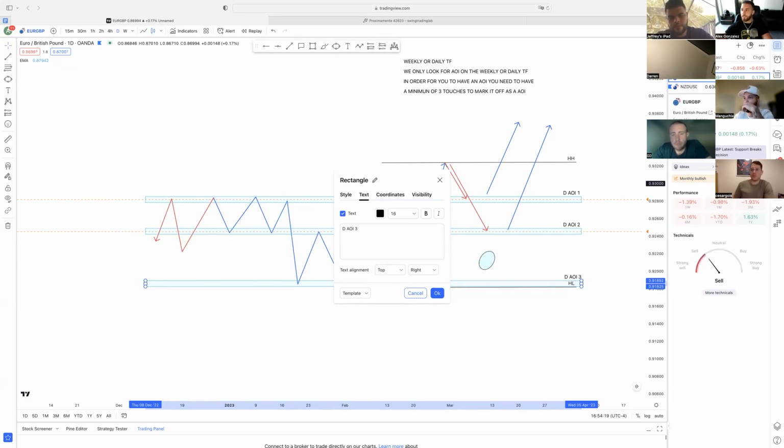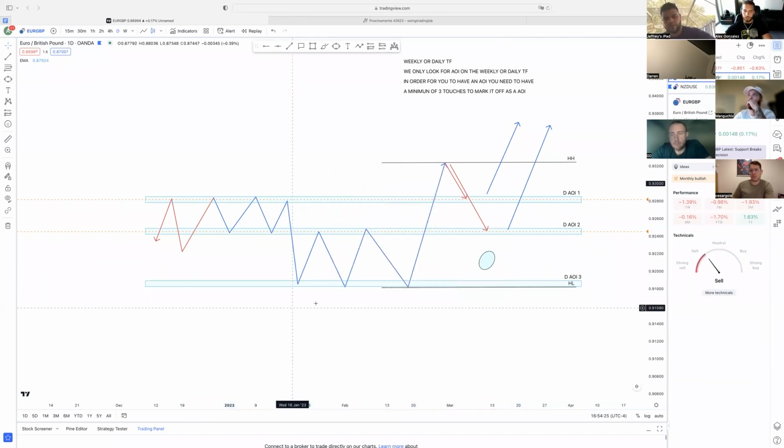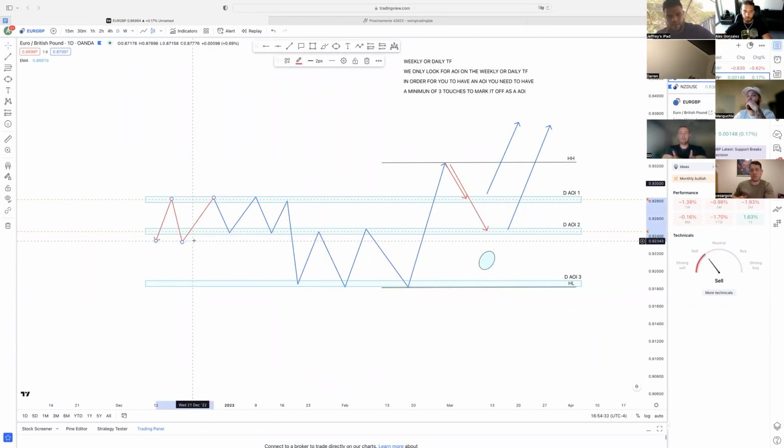Correct. Does fake outs affect validity? I don't know, man. This is just the bodies of the candlesticks. Fake outs are going to happen. I just look for the touches. For example, you can call this a fake out, but it doesn't affect the trade, because there are other points that make up the 3 points. There are 3 points here that mark this off as an area of interest.